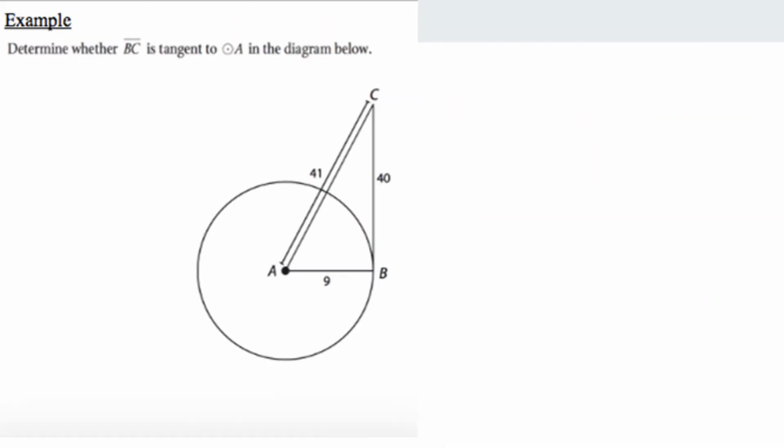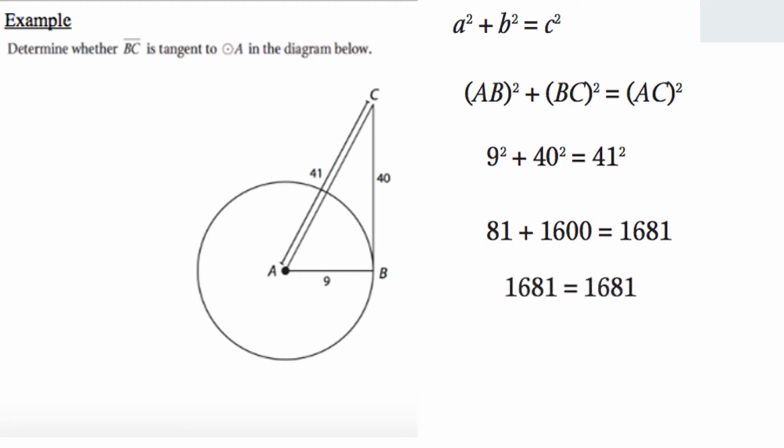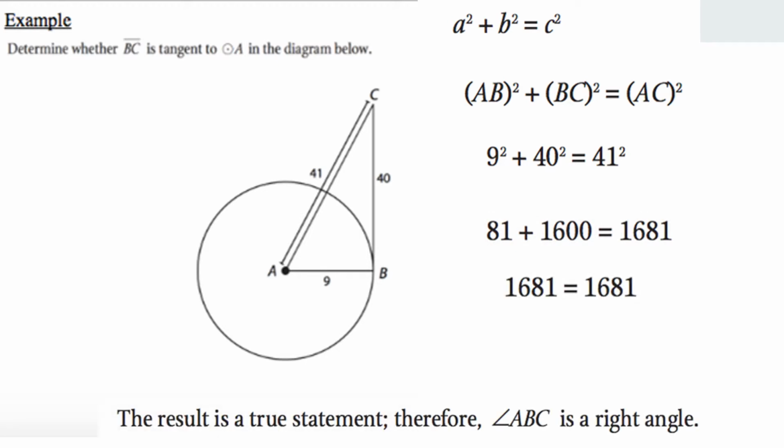So let's work through this example together. We're asked to verify if BC is tangent to the circle A. So we've got the Pythagorean theorem as a squared plus b squared equals c squared, which really becomes the line segment AB squared plus the line segment BC squared being equal to AC squared. So we need to show that that mathematical statement is true, which it is. Therefore, we can conclude that angle ABC is indeed a right angle.